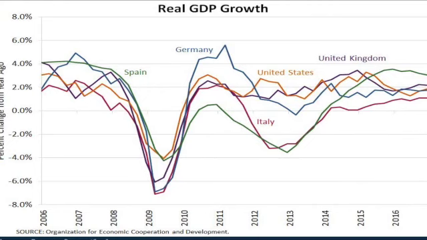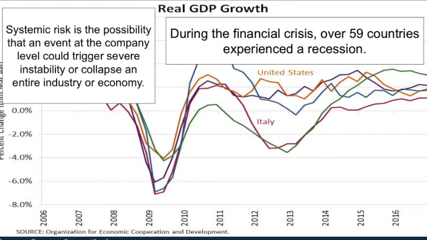So the best example of this was the financial crisis, and as we can see, some of the most developed countries in the world all got into recession in 08-09. In fact, over 59 countries experienced a recession during that time, highlighting the systematic risk that was involved. Now, with companies being multinational, lending and trading across the globe, they'll be exposed to the risks and the rewards.